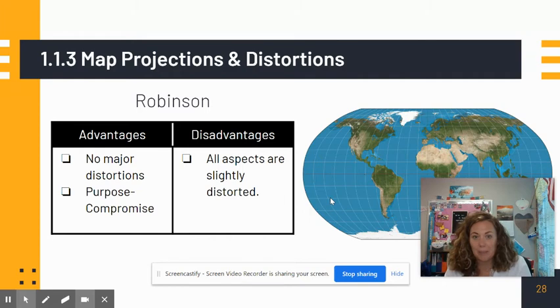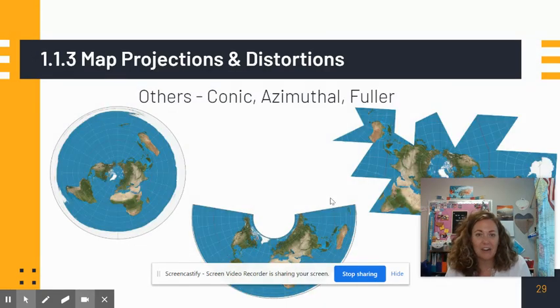The purpose of this map is simply a happy medium between Mercator and Peters, bringing it to more of that spherical shape. So again, this is the go-between map for both. Disadvantages: all aspects are slightly distorted. So again, if we go back to our SAD acronym, the shape, area, distance, and the other D, those are going to be distorted here as well. All right, now things are going to get real weird here in a minute.